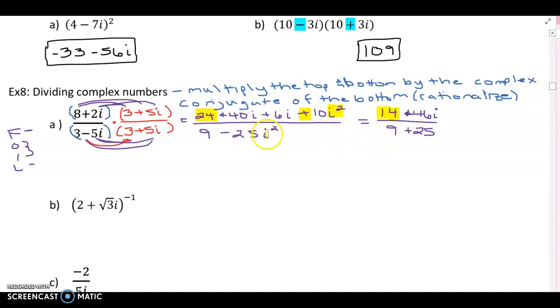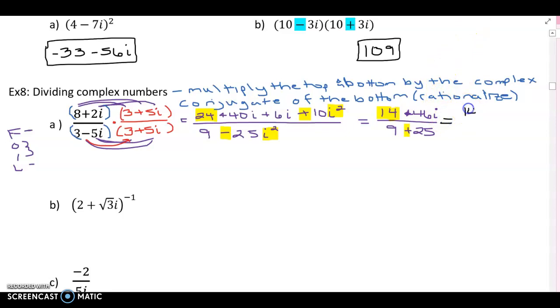Same idea here. i squared becomes negative 1, it always changes that sign. It was negative because we had a negative times a positive, but now that i squared is going to change it to a positive. You'll get better at that. Just keep practicing, keep writing it out.